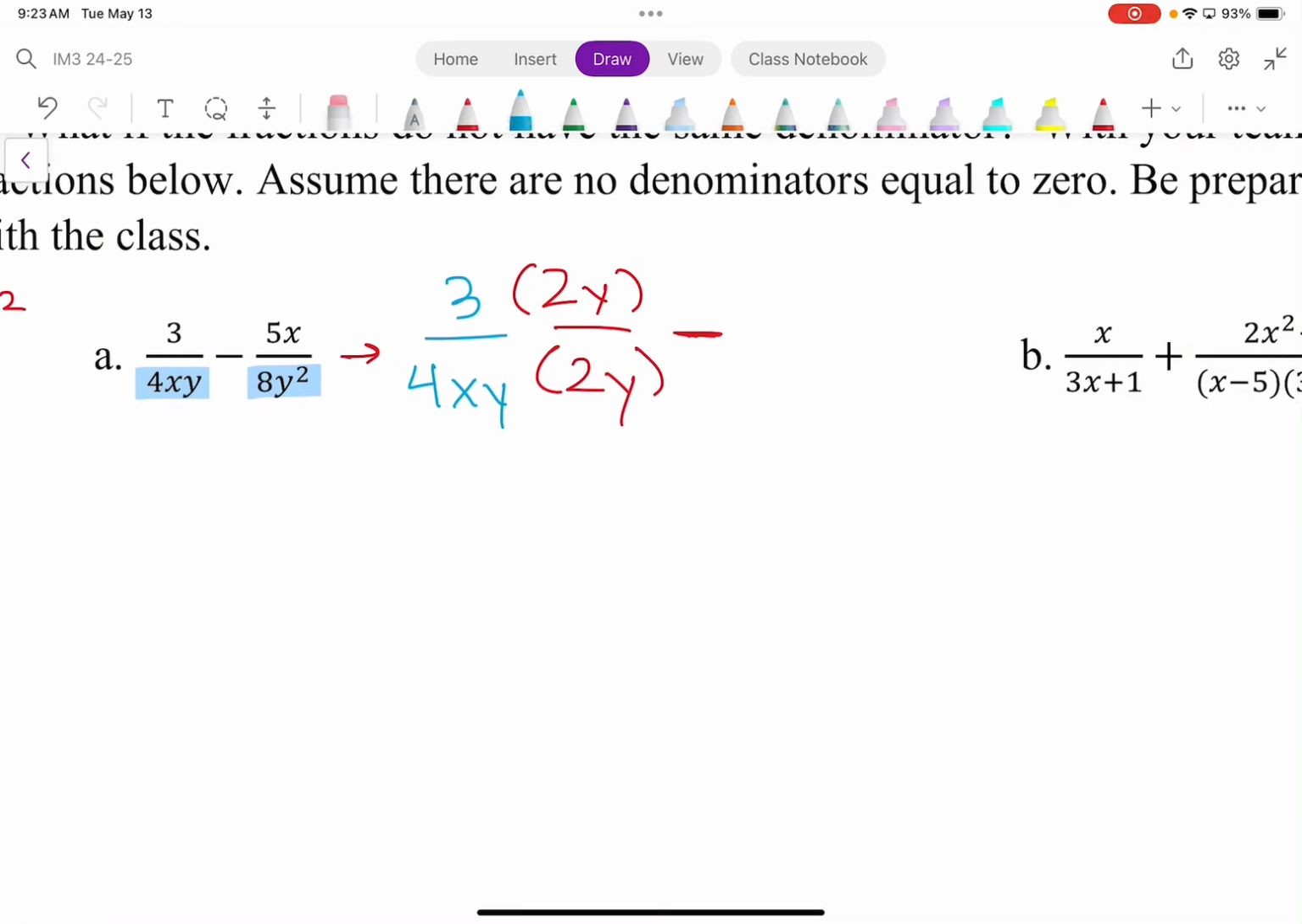All right. Then we have 5x over 8y squared. What are we missing to get our denominator to look like 8xy squared? We already have 8, so we don't need to multiply by any other numbers. We already have a y squared, but we're missing what? An x. So we're going to multiply top and bottom by x.